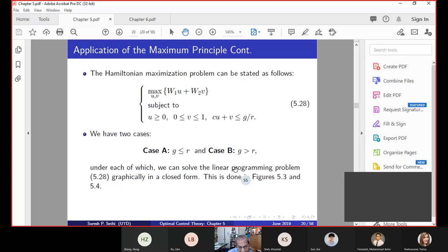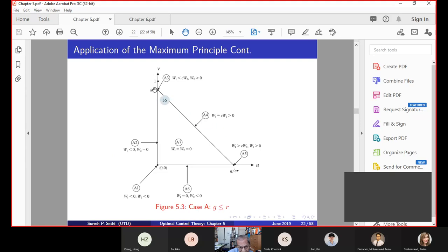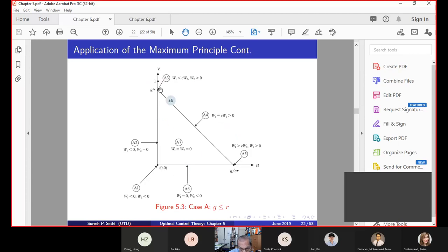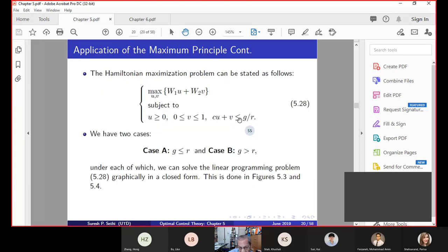But there's a constraint here, and if you plot that constraint, it is given by this line. So you can see that one is here, G by R is here, because G is less than R. Remember, this is case A, G is less than R, so G by R is less than one. When U is zero, then V equals G by R, that is the upper boundary. And when V equals zero, then U is G divided by CR.